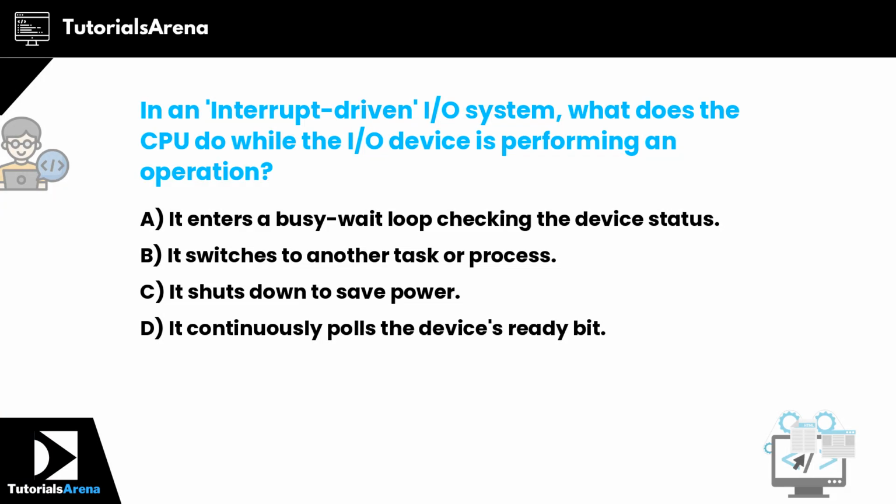In an interrupt-driven I/O system, what does the CPU do while the I/O device is performing an operation? The correct answer is option B. It switches to another task or process.